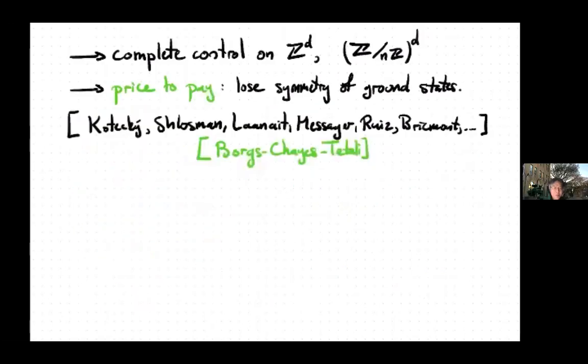So if you like, this is due to many people. I think the first version is Kotecký and Shlosman, and then there are many other authors who developed this. And basically what you get is complete control of the phase diagram on Z^D, or say on finite tori. The version that I like, because it's what I used in a paper that I'll describe in a moment, is due to Borgs, Chayes, and Tetali, and they use the Potts model in the random cluster representation.